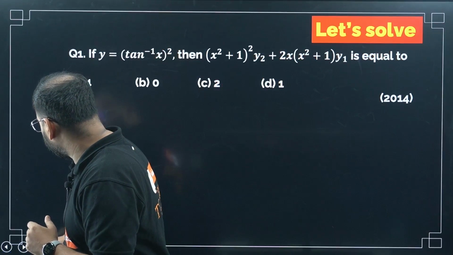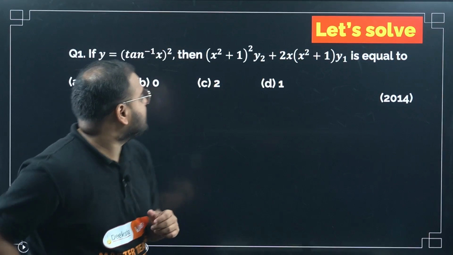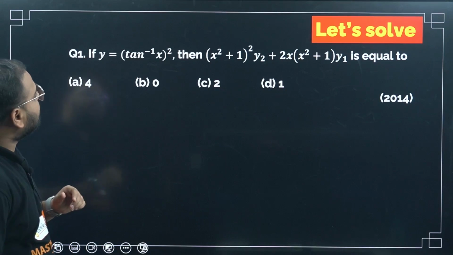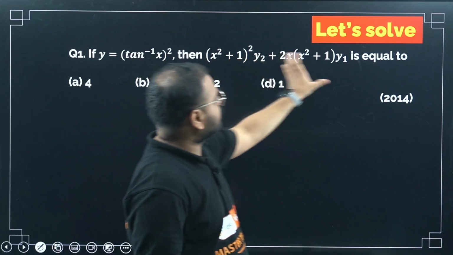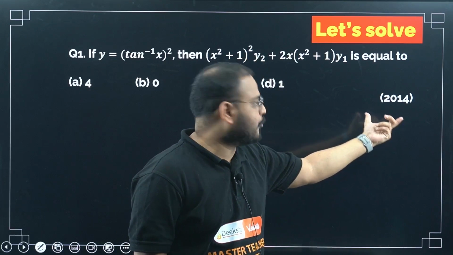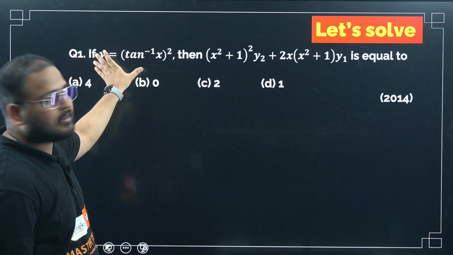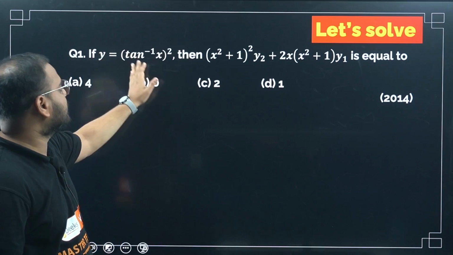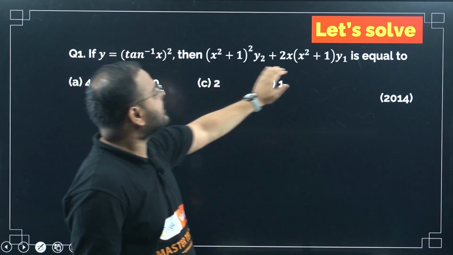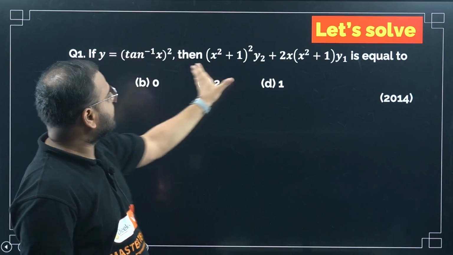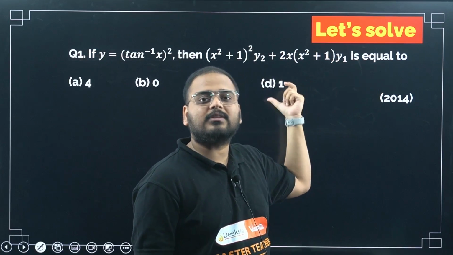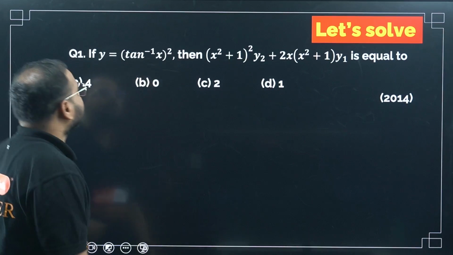The first question: if y equals tan inverse of x the whole square, then we have to find this value. The question has been asked in 2014. This is the given condition for the function y equals tan inverse of x the whole square, and this is my condition statement. You have to put the values into this statement and find what it is equal to. Let's see how this will pan out.